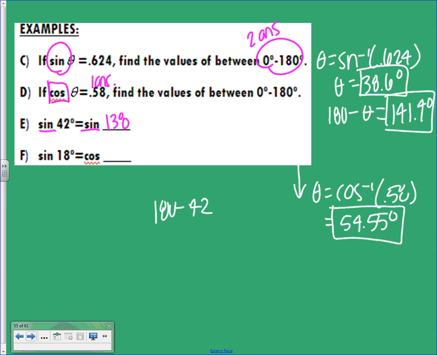Okay, so if you're going sine to sine, you're going to do 180 minus theta. But in example F, when we're going from sine to cosine, that's what we were dealing with a while ago in the first part of chapter 10, where we did 90 minus that. Those were complementary. So that answer is 72. Okay, so careful. Sine to sine is 180. Sine to cosine, it adds up to 90.